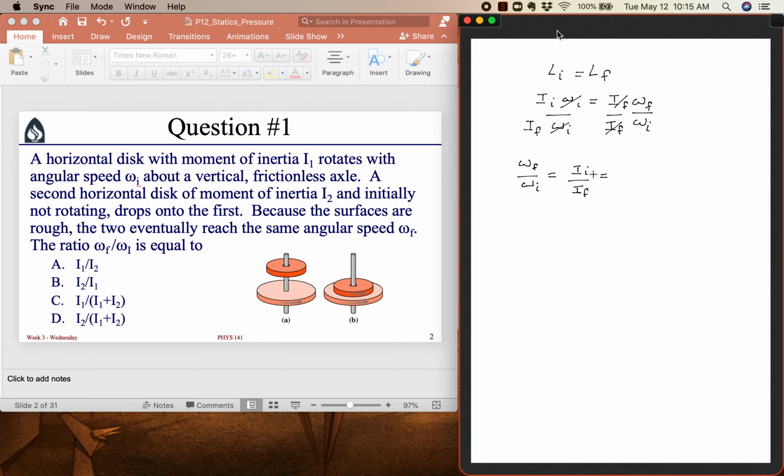The initial moment of inertia is just due to the first disk, the disk that has moment of inertia I1. So the initial moment of inertia is just from that first disk. The final moment of inertia is due to both disks rotating. So that would be I1 plus I2. And so the option we would want to select for this ratio is I1 divided by I1 plus I2.